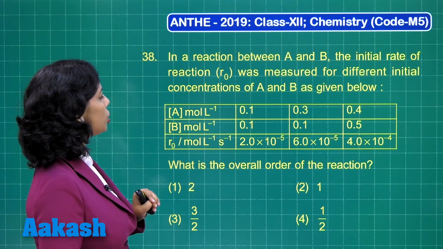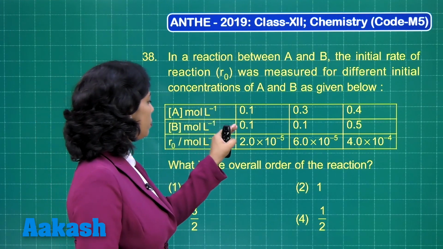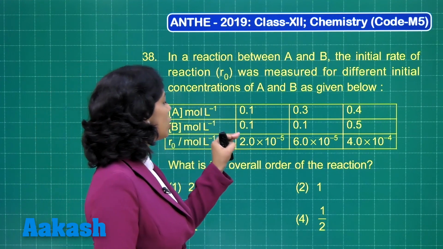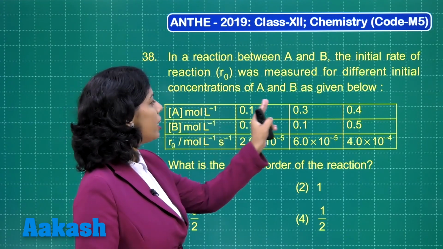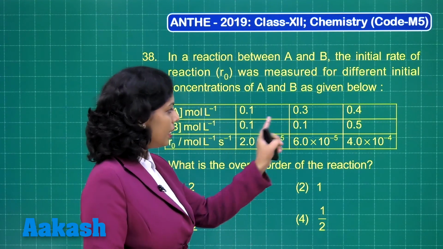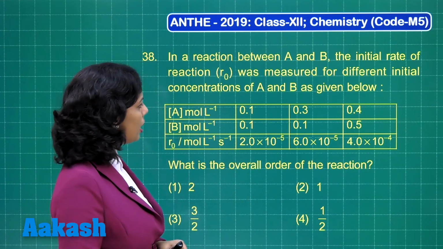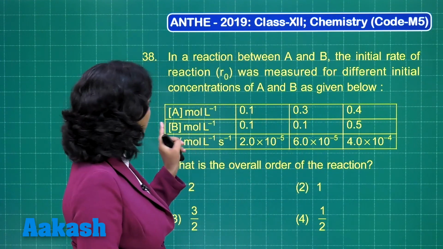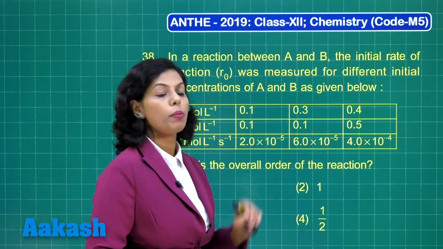For A, the concentration is given in mole per liter, that is 0.1 initially. Similarly for B, the concentration is 0.1 mole per liter, and at that time the rate of the reaction is 2 into 10 raised to the power minus 5. When the concentration of A is changed to 0.3 and the concentration of B remains constant, the rate of reaction becomes 6 into 10 raised to the power minus 5. When the concentration of A becomes 0.4 mole per liter and the concentration of B becomes 0.5 mole per liter, the rate of the reaction becomes 4 into 10 raised to the power minus 4.